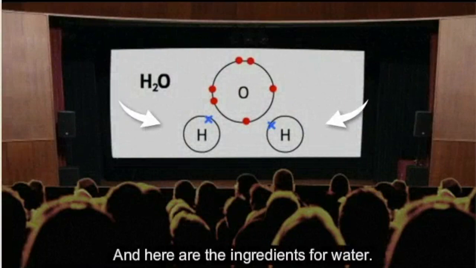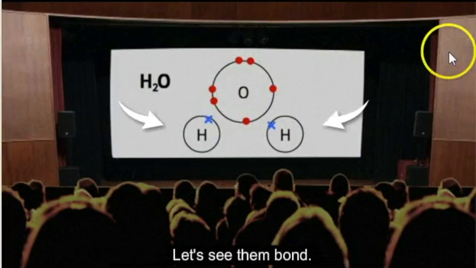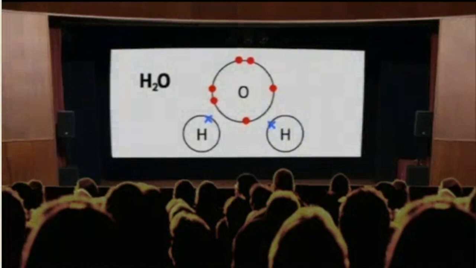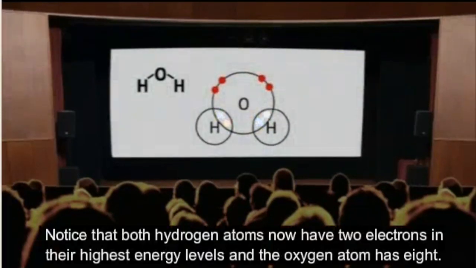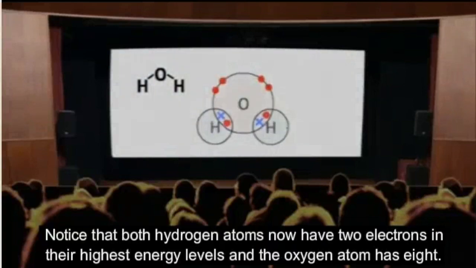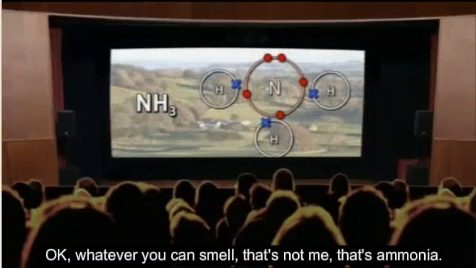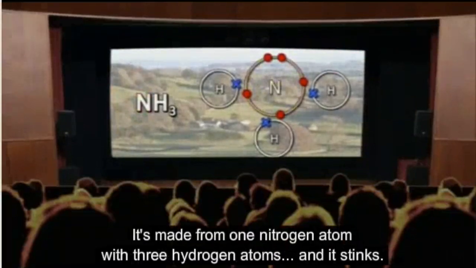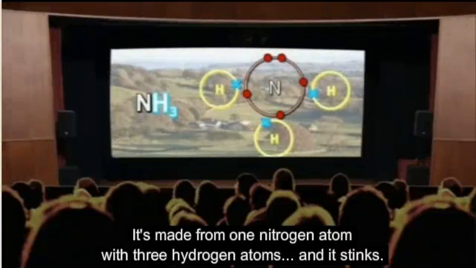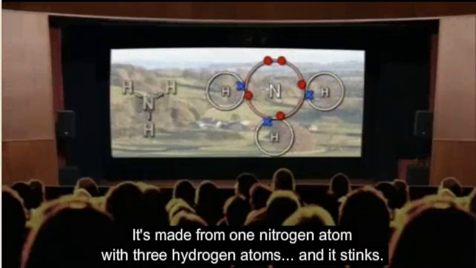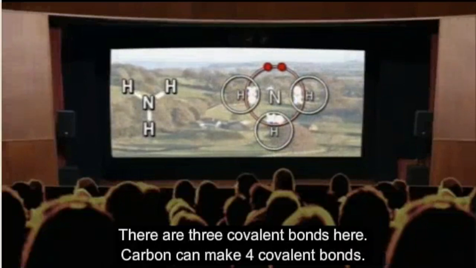And here are the ingredients for water. Let's see them bond. Notice that both hydrogen atoms now have 2 electrons in their highest energy levels, and the oxygen atom has 8. Okay, whatever you can smell, that's not me, that's ammonia. It's made from 1 nitrogen atom with 3 hydrogen atoms. And it stinks. There are 3 covalent bonds here.